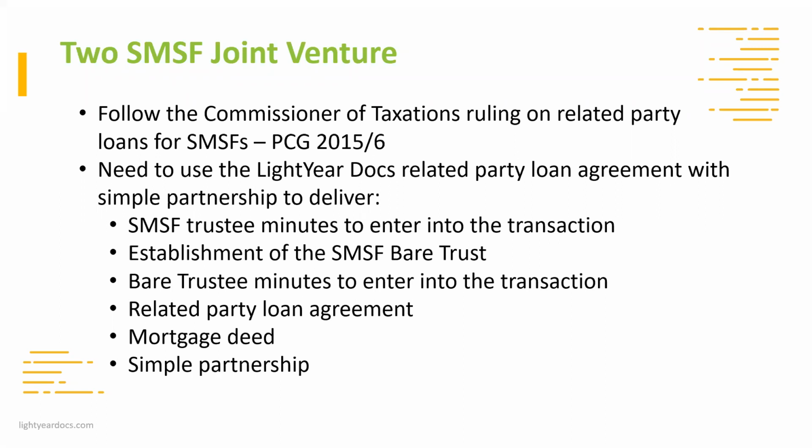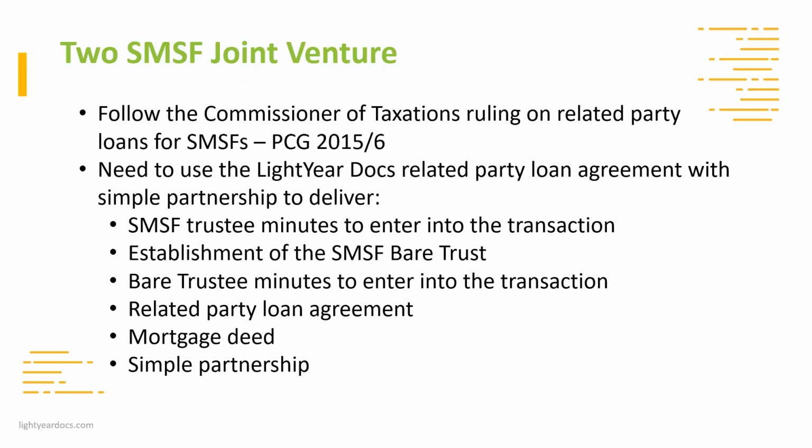And then over time, once the non-concessional capacity comes back on, there'll be a loan forgiveness, which again, you'll find in our business and commercial transactions. That loan forgiveness will be equivalent to a contribution made into the system. So over a period of time, maybe 10 or 15 years, the whole loan could actually be paid down. So it's a good way of transferring value into the self-managed super fund. It's easy to do on the LightYear Docs side. It's our related party loan agreement. I'll show you where to get it.